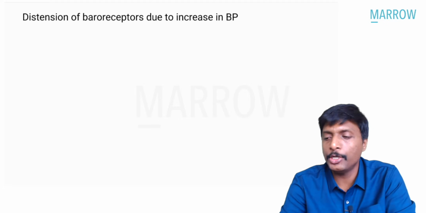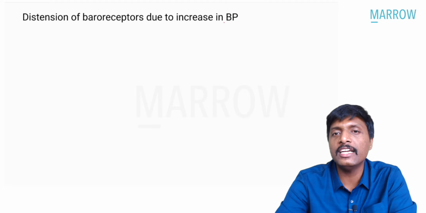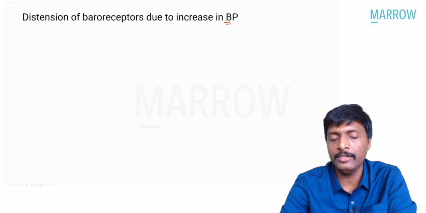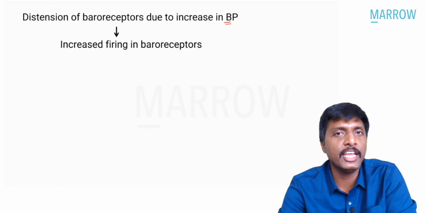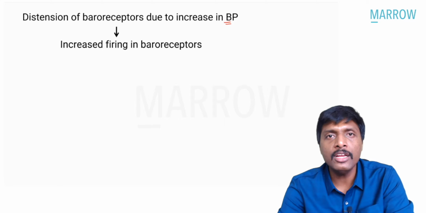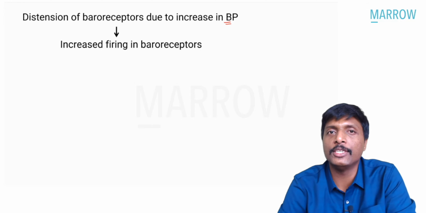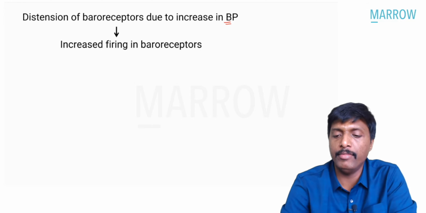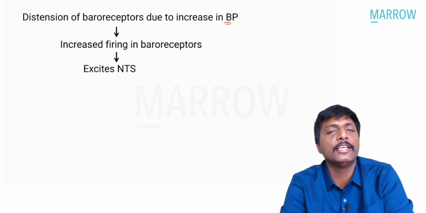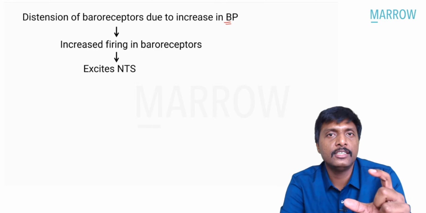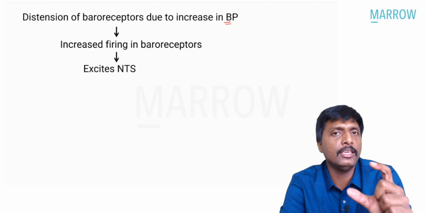When the baroreceptors are activated, distension of baroreceptors due to increase in blood pressure, the starting point, definitely it increases firing in baroreceptor. Now, the information goes to medulla. It was an INI-CET MCQ. What is the center for this reflex? Medulla, nucleus tractus solitarius. Now, first, a small sequence needs to be remembered here.